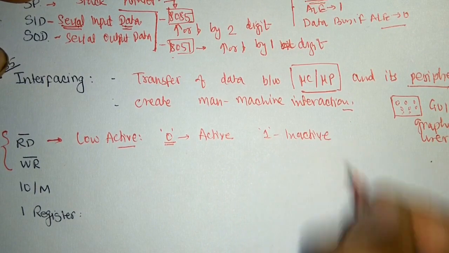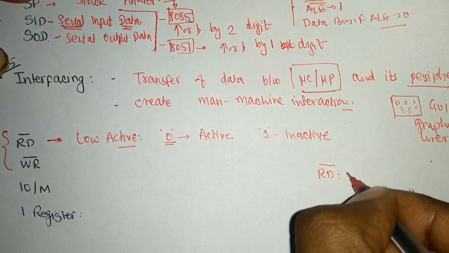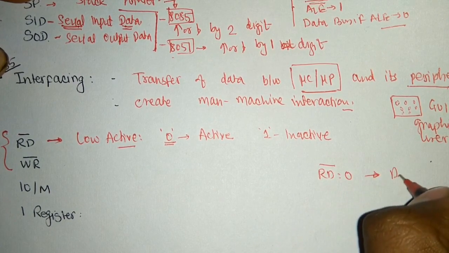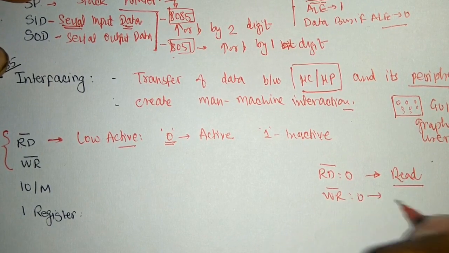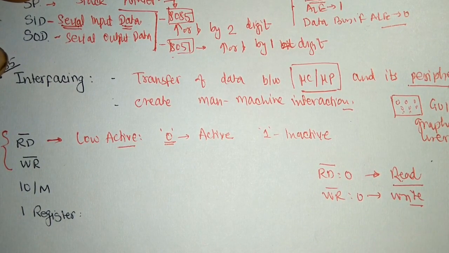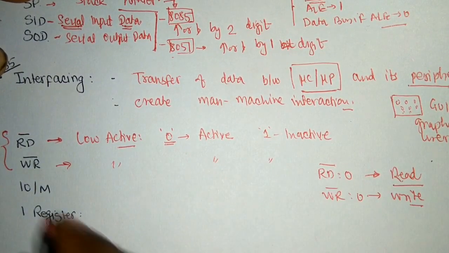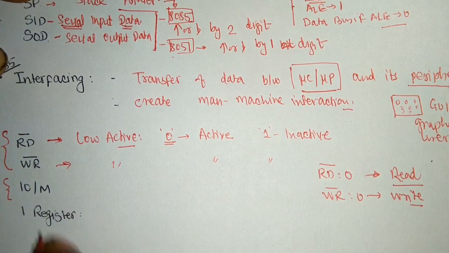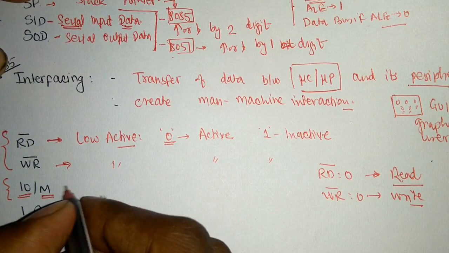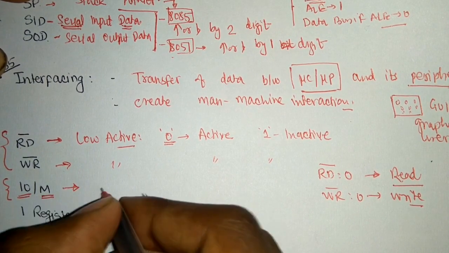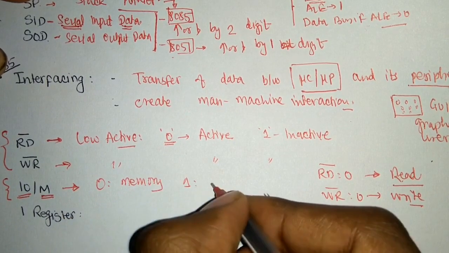Simply, if I say that my read line is 0, it means my system has to read data. If I say my WR is 0, then my system has to write data. So both of them are low active in nature. Then, from where is my interfacing happening, is it with input output or with memory? Based upon that, if it is 0, then it is from memory, and if it is 1, then it is from input output devices.